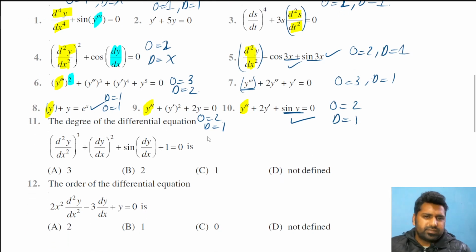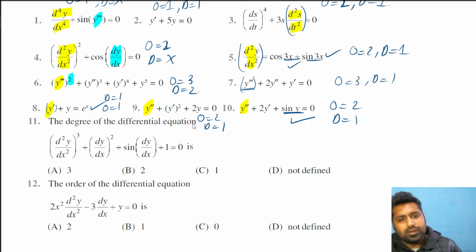MCQ form, same idea. This is a differential equation. He's saying find the degree. Remember, degree cannot be found without order, but first check whether it is defined or not. You'll see this is okay, but dy by dx is present inside sine. I told you they cannot be inside that. That means degree is not defined.